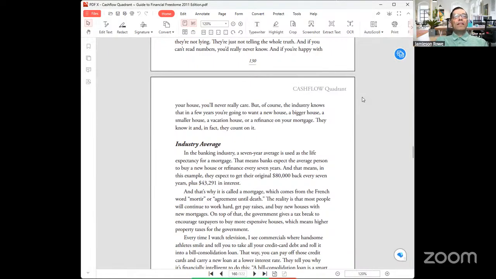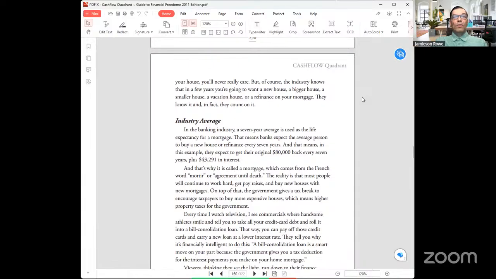Industry average. In the banking industry, a 7-year average is used as the life expectancy of a mortgage. That means banks expect an average person to buy a new house or refinance every 7 years. And that means that in this example, they expect to get their original $80,000 back every 7 years, plus $43,291 in interest. And that's why it's called a mortgage, which comes from the French word mortier, or agreement until death.